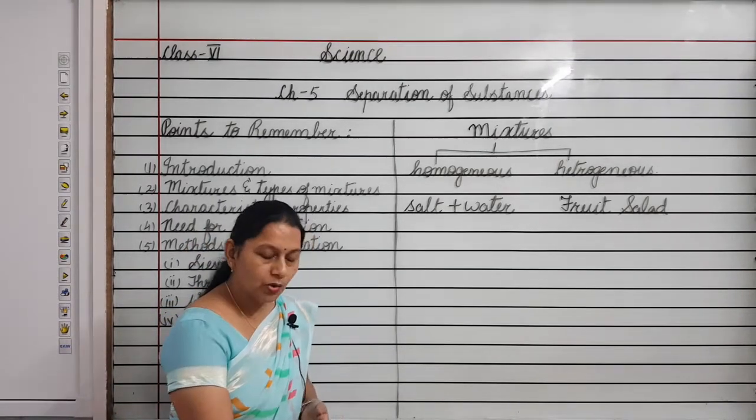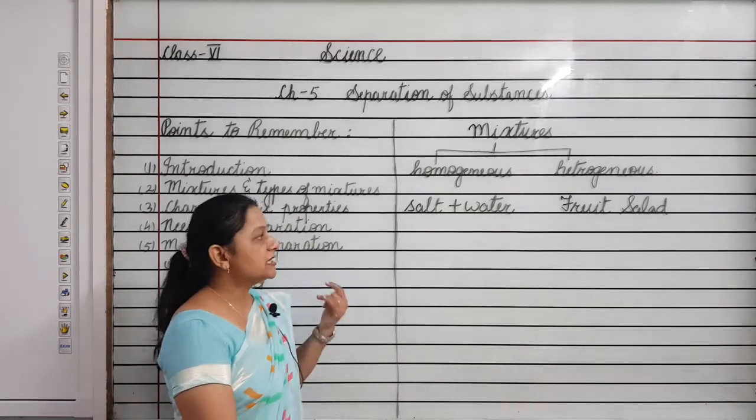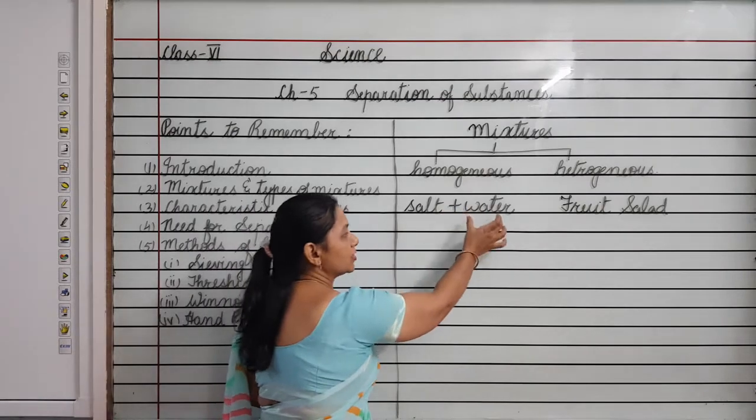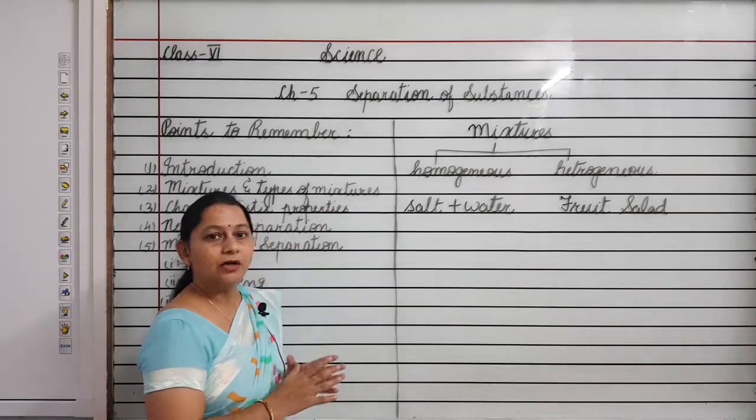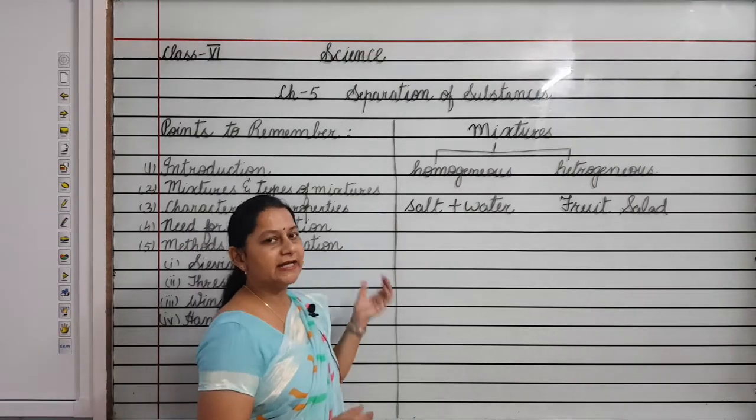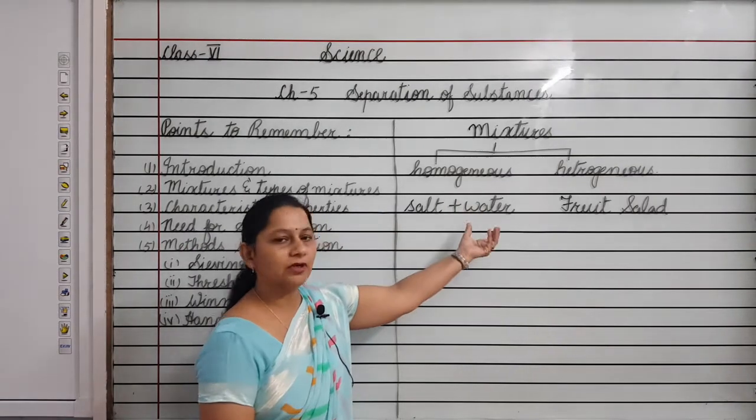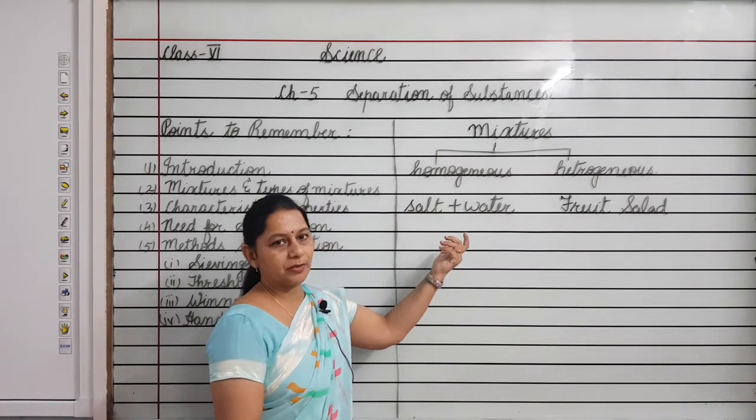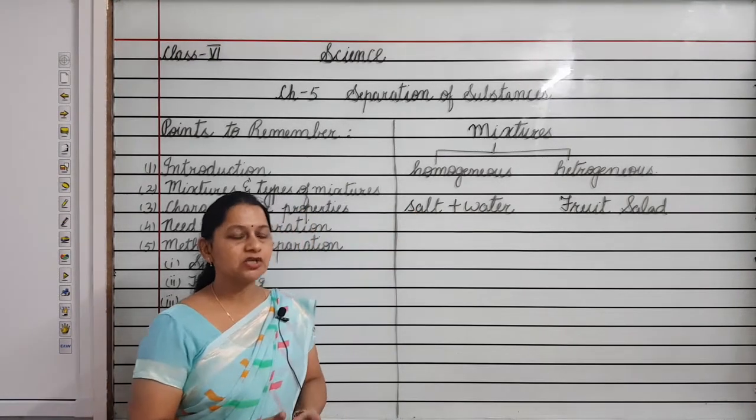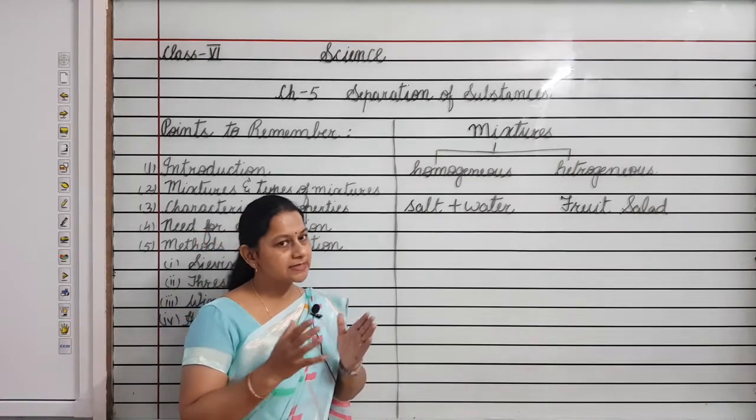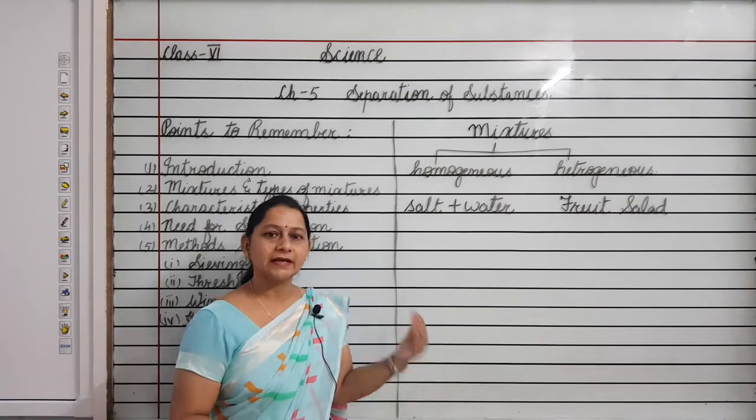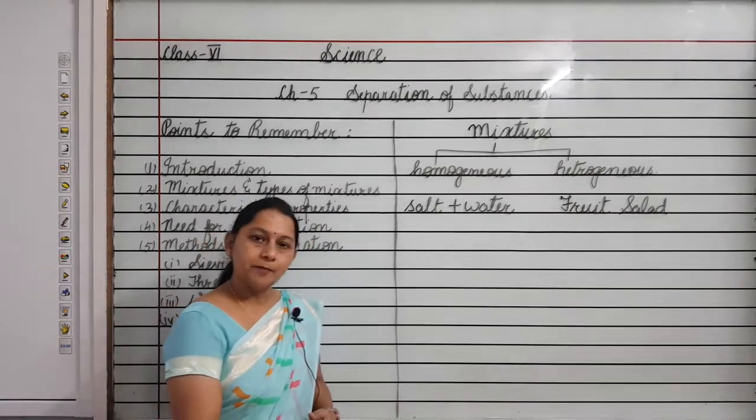Then we have no specific property. When we combine mixtures like salt and water, no specific property change is there. Salt retains its own properties and water retains its own properties. So, no property change takes place when a mixture is formed. So, these were the characteristic properties of mixtures.